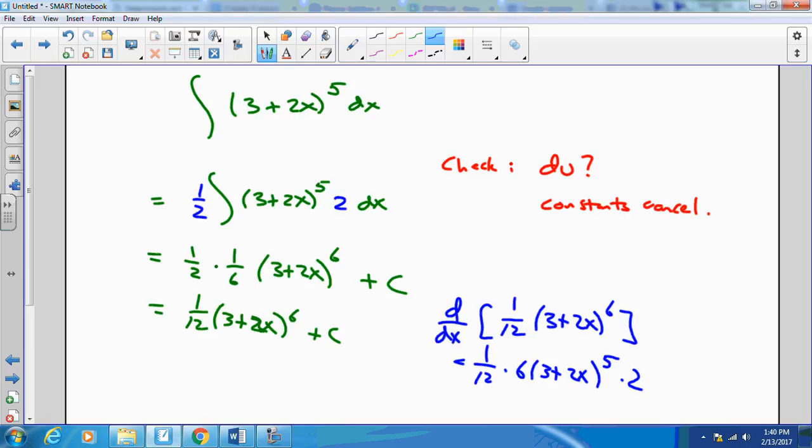There we have the derivative of the outside form times the derivative of the inside. 6 times 2 times 1/12 is 1, and I get the original integrand back. Does that make sense?